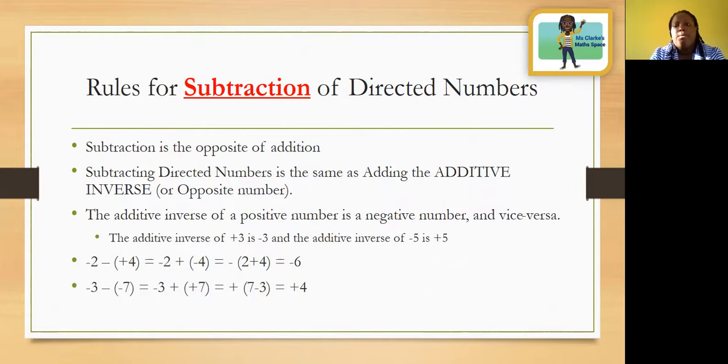So if we start with the number 10, 10 is a positive number. The additive inverse of 10 would be negative 10. If you're dealing with 100, the additive inverse of 100 would be negative 100. That's the additive inverse.